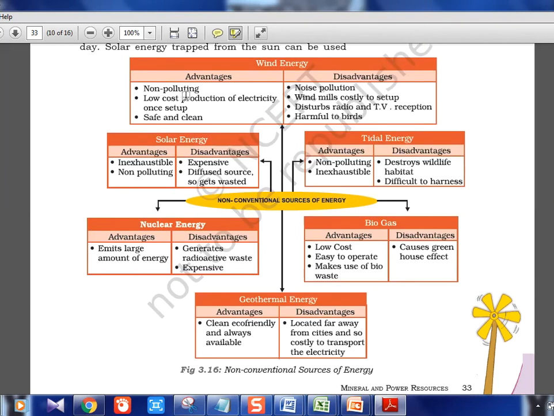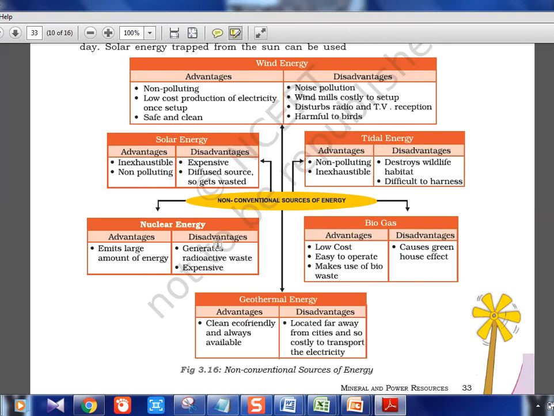Here again, advantages and disadvantages will be easy for you to write. Non-polluting, low cost, safe and clean. On the left side, the advantages first: non-polluting, emits a large amount of energy, this is nuclear, low cost, easy to operate. So the advantages will be almost the same, like eco-friendly and low cost. For disadvantages, nuclear is expensive, and then the radioactive waste problem will be there.